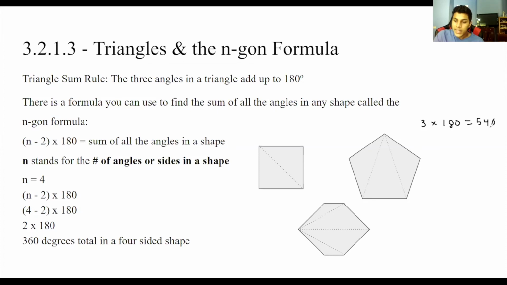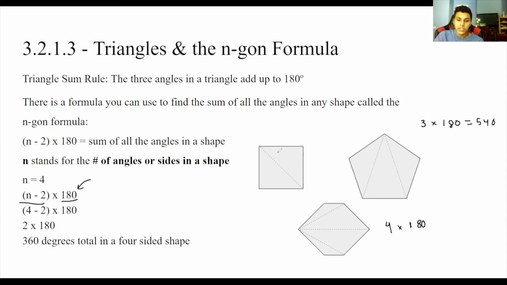And then in this last example, the hexagon, I broke it up into four triangles, which means 4 times 180 degrees per triangle should give me how many degrees there are inside this hexagon. And this is where the N-Gon formula comes from. I say N minus 2 times 180. The 180 represents how many degrees there are in a triangle. And the N minus 2 represents how many triangles a shape can be made out of.